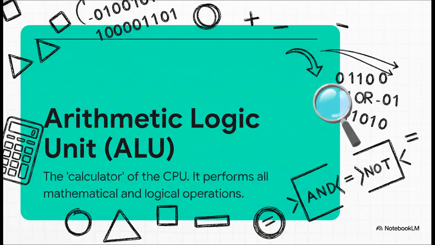Next on the team is the calculator, the arithmetic logic unit, or ALU. Now, this is the real workhorse. It performs all the actual math and logic: addition, subtraction, comparing if one number is greater than another. Whenever a number needs crunching, the control unit sends the job right here.